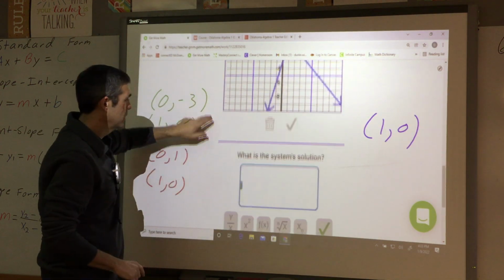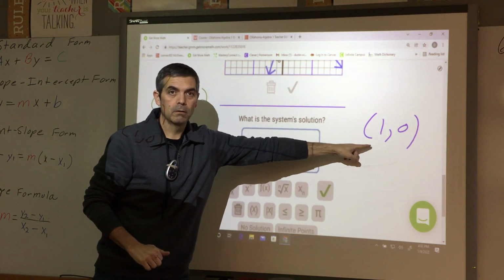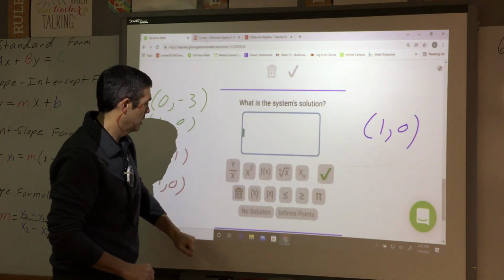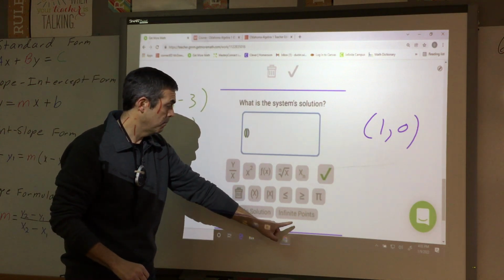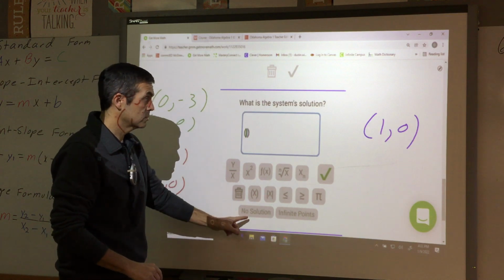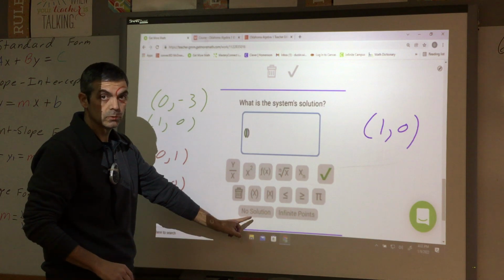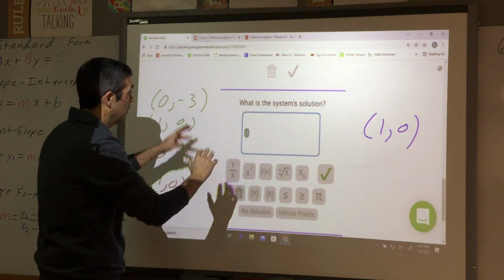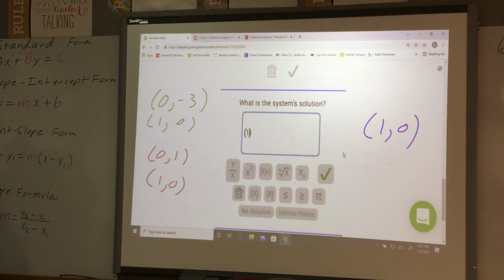Green dot, I'm good. Now I'm going to come here. What is the system solution? Well, it's right there. That's our ordered pair. That's where they met, right here. Okay? So make sure it's in there. Now notice here, you have no solution or infinite points. That's no solution. That's infinite solution. So if it's parallel lines, no solution. If it turns out to be the same line, it's infinite points. But this had one point where they intersected, 1 comma 0.